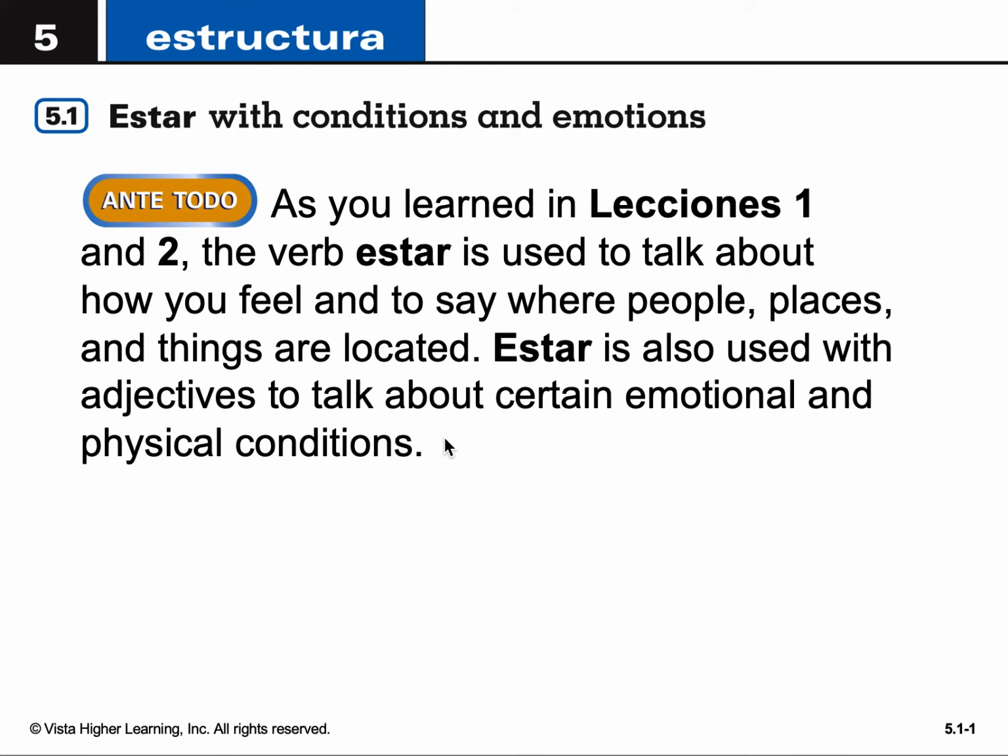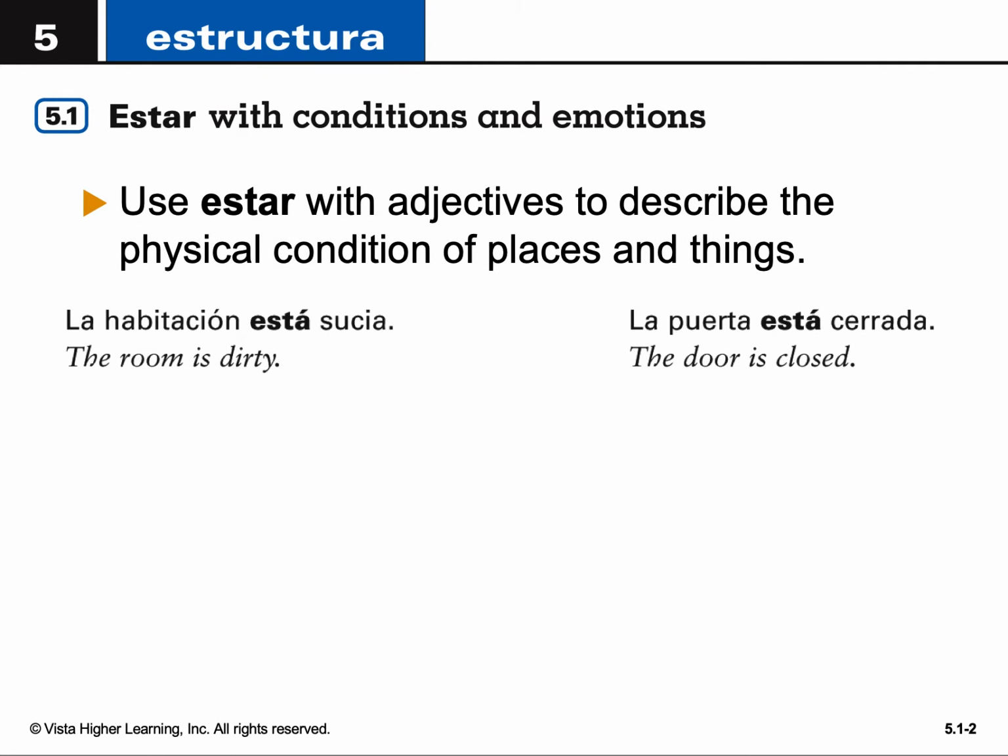All right, so estar is also used with adjectives to talk about certain emotional and physical conditions. Estar with an adjective to describe the physical condition of places and things. So la habitación está sucia. La puerta está cerrada. All right, so both of these are considered descriptions of physical conditions of places or things.